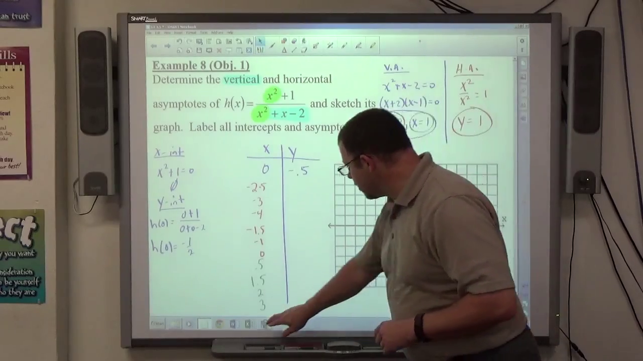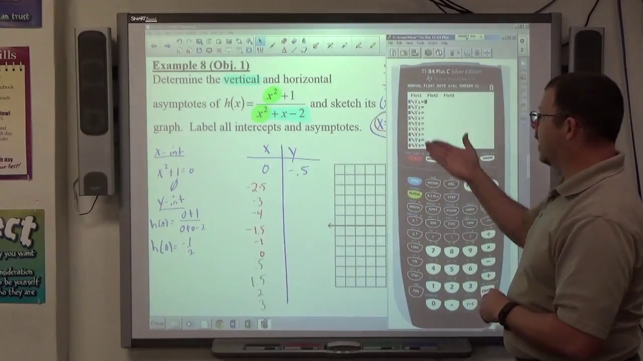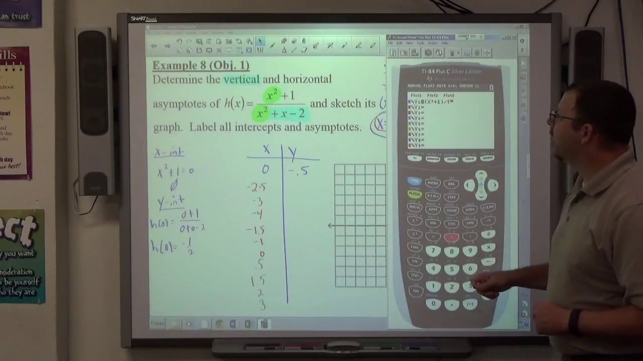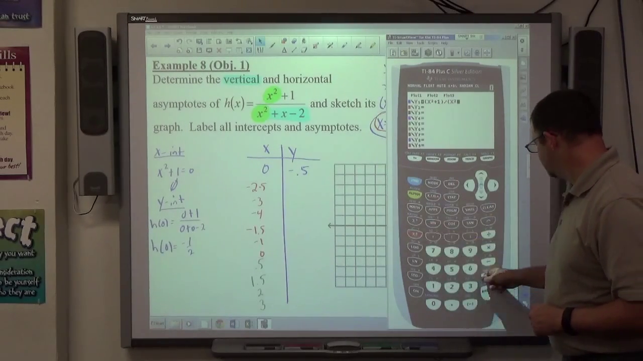So at this point, I'm going to go to my calculator, go to y equals. I'm going to enter my function. Got x squared plus 1 on top, divided by x squared plus x minus 2 on the bottom.